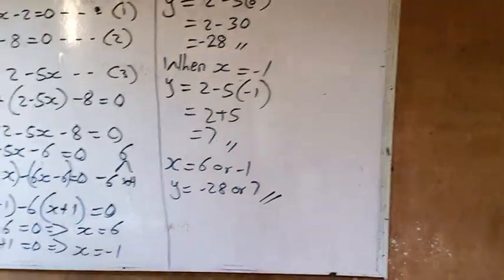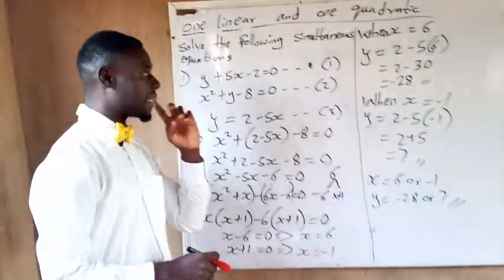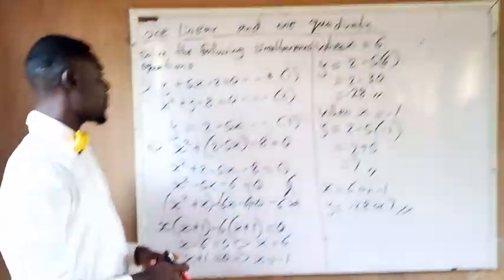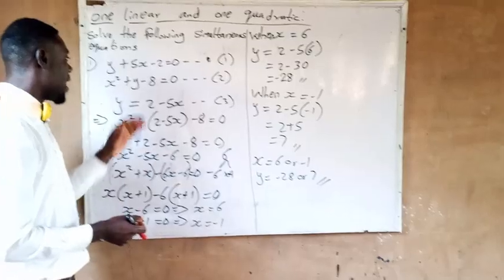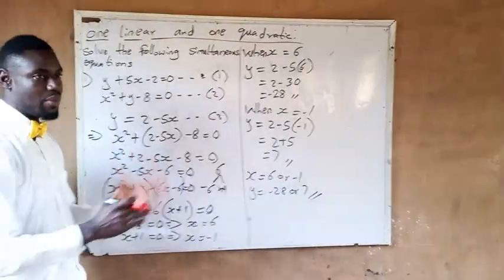So at this junction, we have gotten what we wanted. This is the procedure of solving one linear equation and one quadratic equation simultaneously.